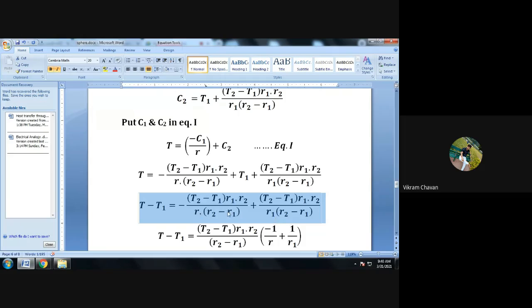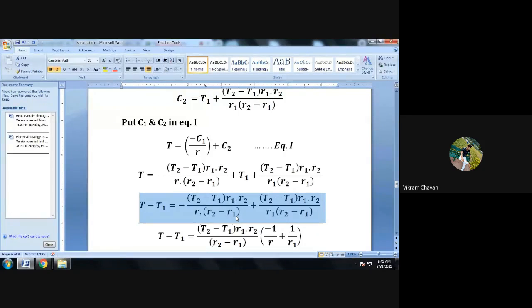Now further, in this equation, the terms T2 minus T1, R1 multiplied by R2, and whole divided by R2 minus R1, these four terms are common. So we have taken common out of the bracket T2 minus T1 multiplied by R1 multiplied by R2 divided by R2 minus R1.